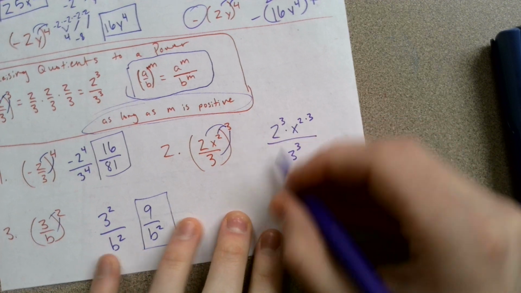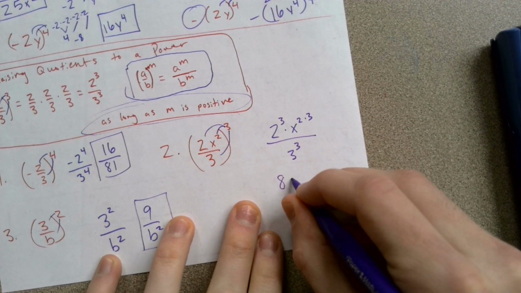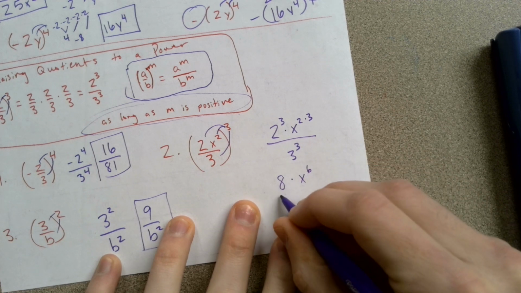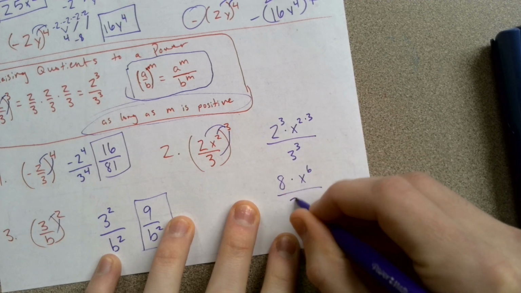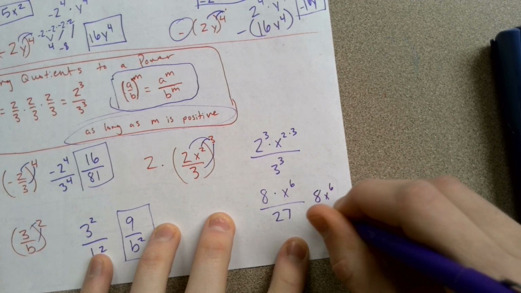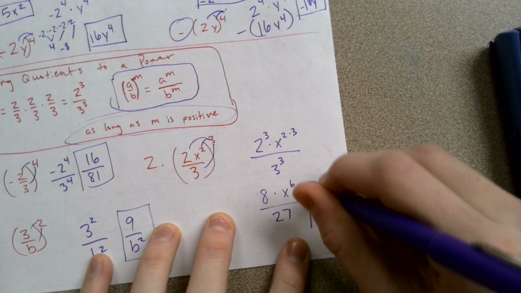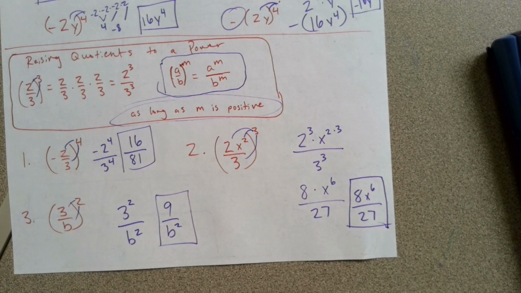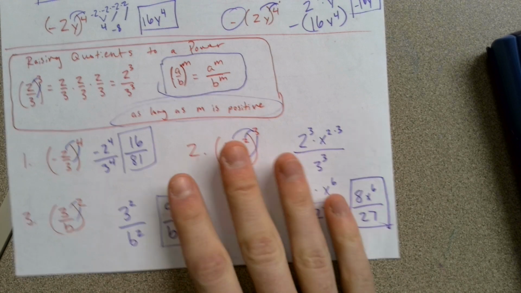On top, 2 to the third power, that's going to be the same as 8, times x to the second times third is going to become x to the sixth, all over 3 to the third, which is going to be a 27. And we finalize with 8x to the sixth over 27. Pop that 3 onto each part of that. Don't let it fool you. Take your time with these.